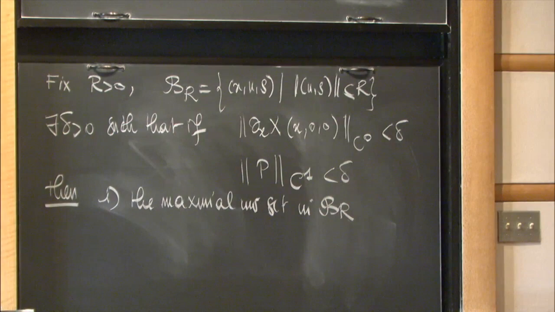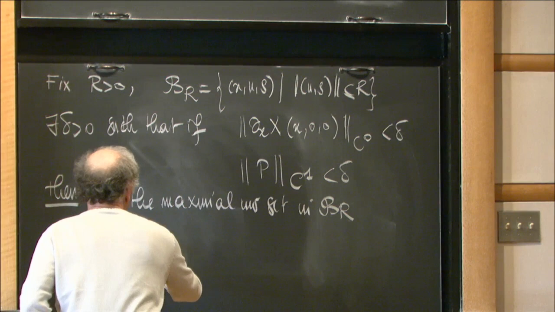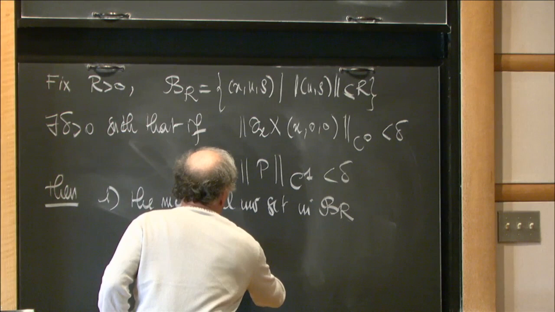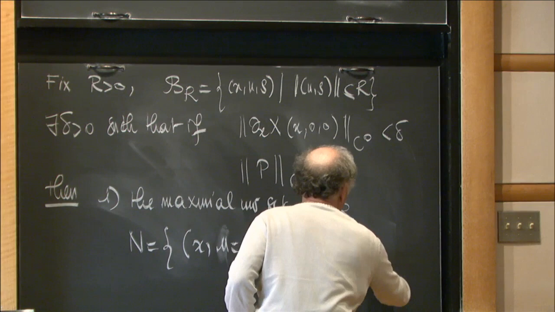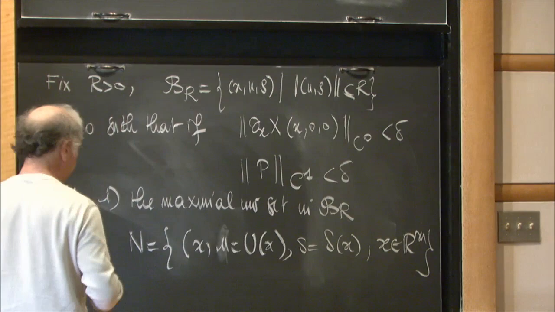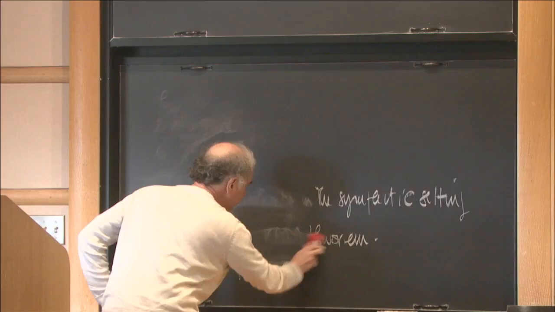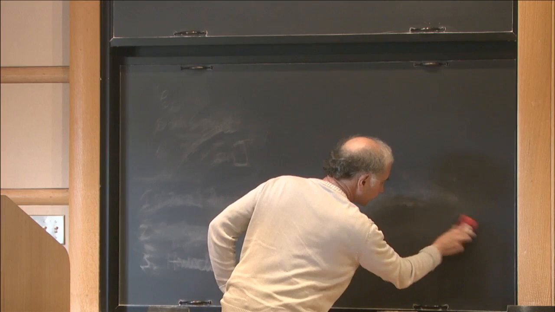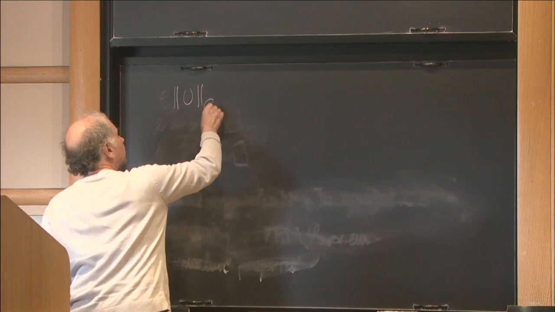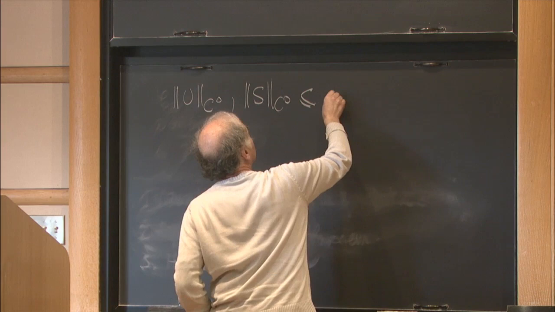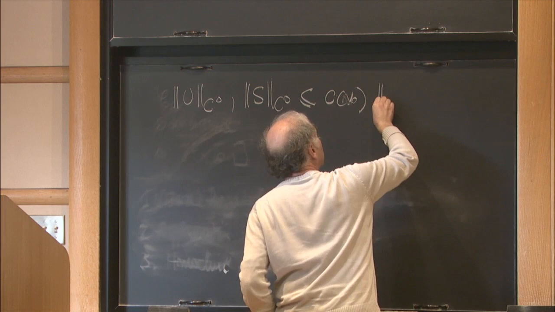is a graph of the same dimension as R^m, is of the form u equal to u of x, s equal to s of x, with x in R^m, u and s are C1, and you have conditions on the size. There is a constant which depends only on V0, such that the C0 norm of u and s is smaller than this constant, which depends on V0, times the C0 norm of the perturbation.